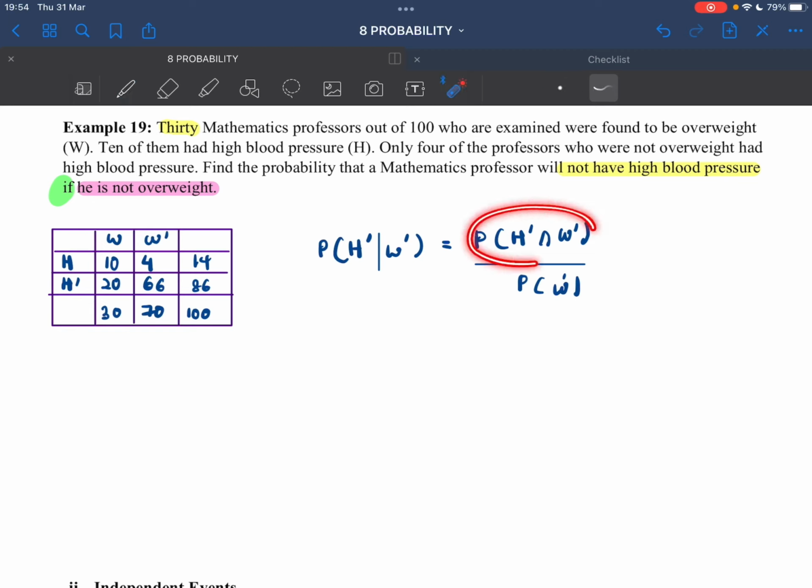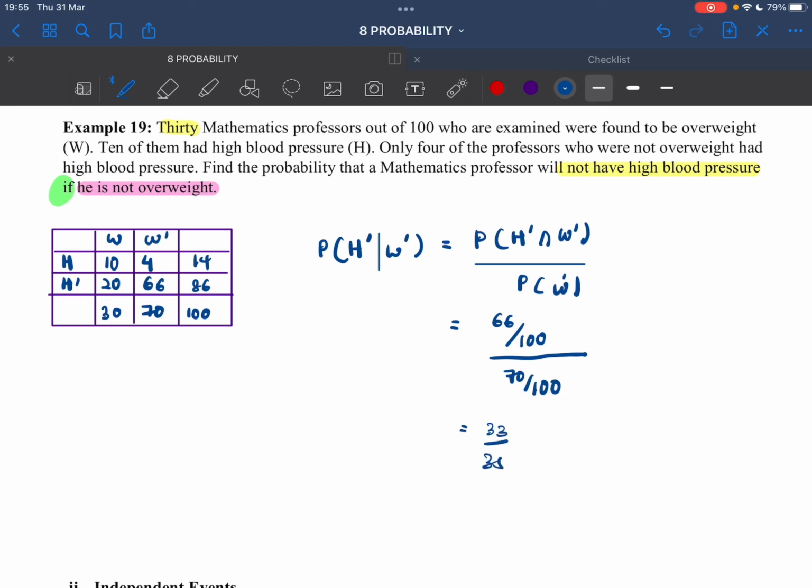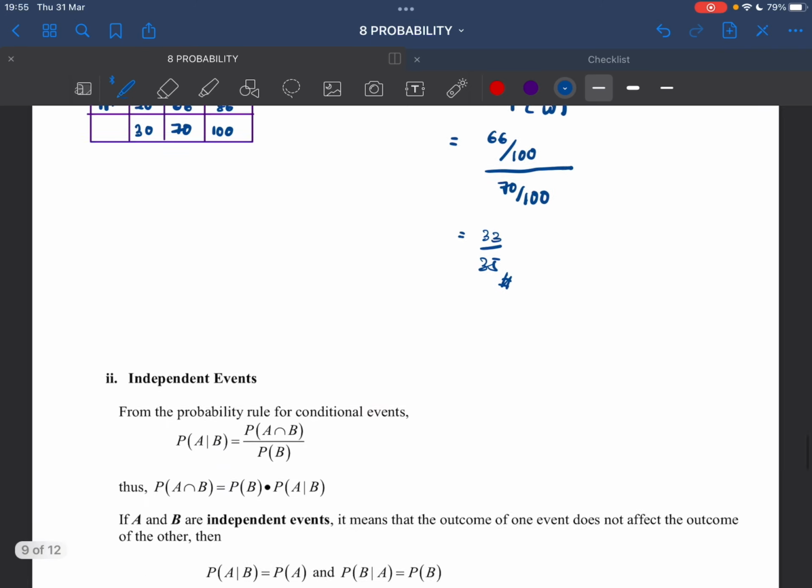So H prime intersect W prime. Looking at the table, H prime and W prime intersect is 66, but remember you are finding a probability, so that will be 66 over 100. The probability of professors who are not overweight is 70 over 100. Simplify, and you'll get 33 over 35. So that is one way to represent our data, by using a table, or you can just use the formula. Alright, let's continue.